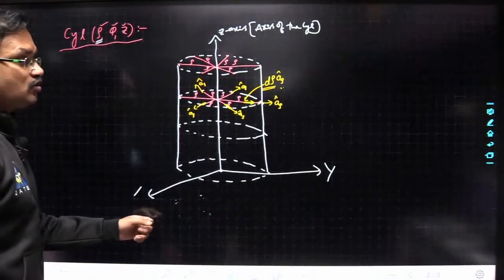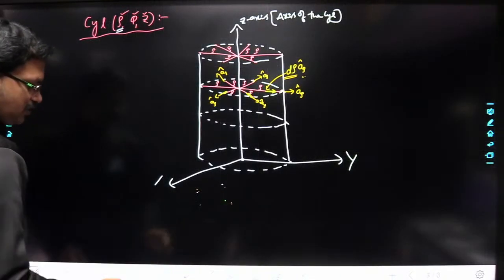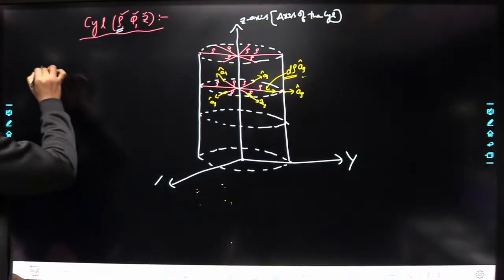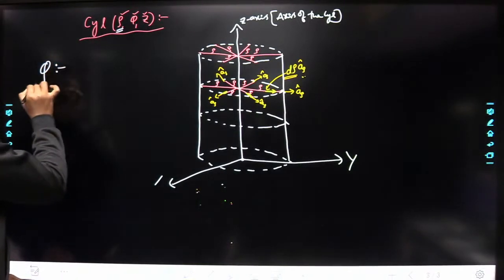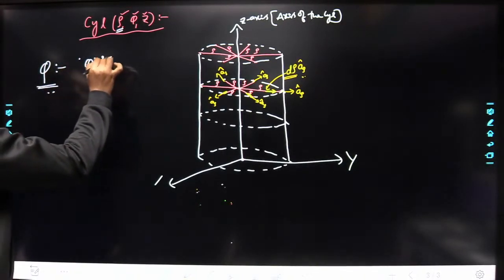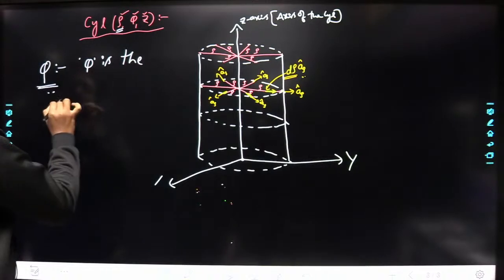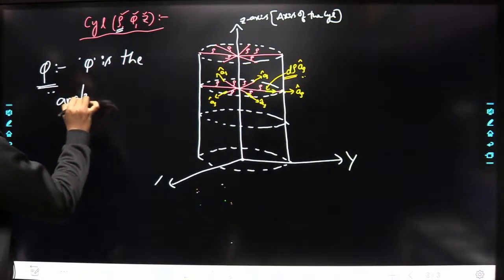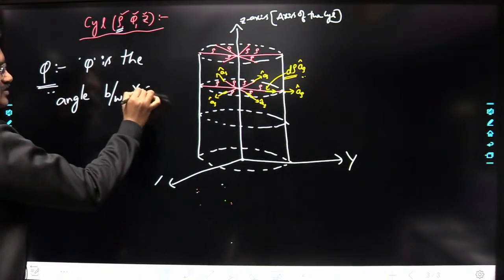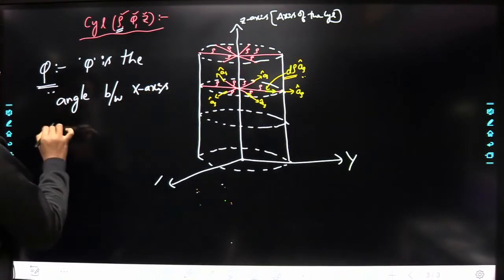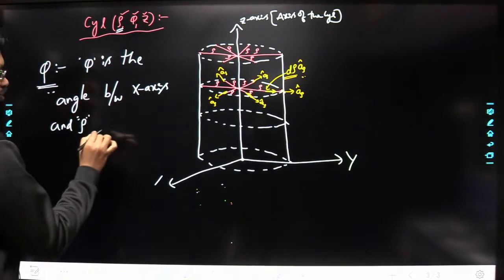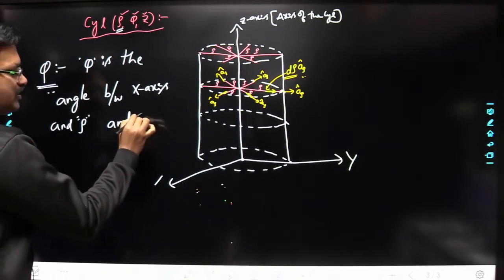Okay, so this is the whole story of rho. Next we will see what we mean by phi. First write down the definition here, then I will explain. Phi is the angle between x-axis and rho.